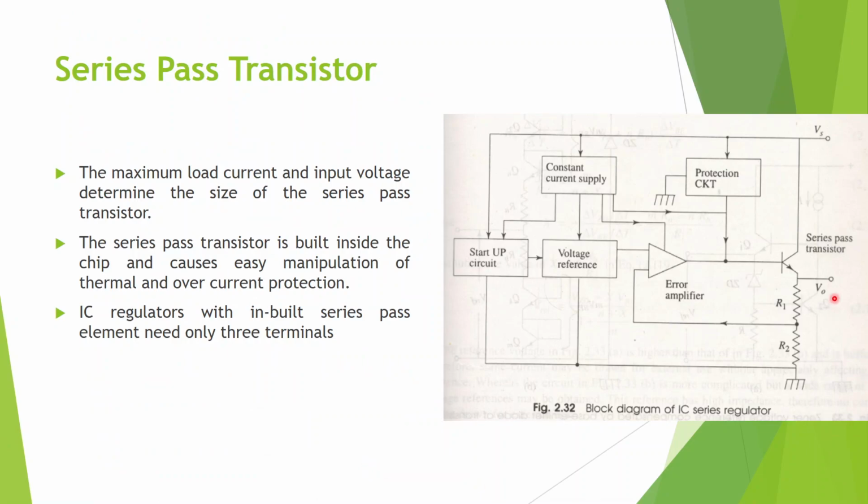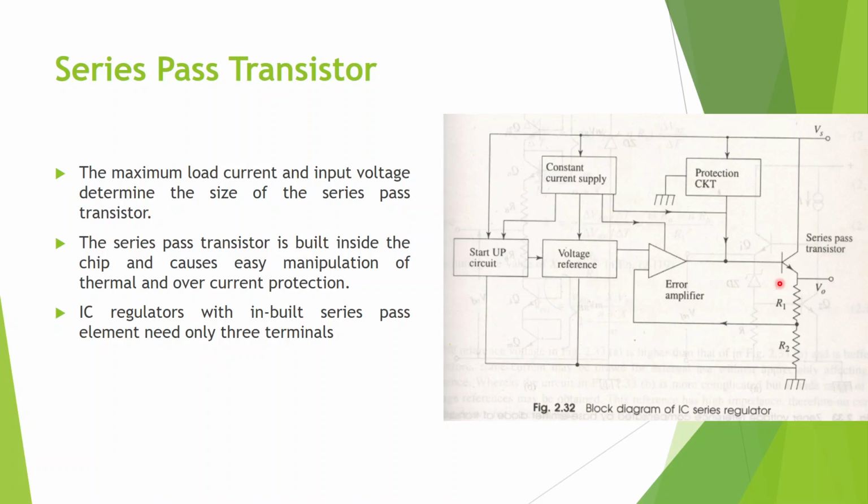Now the series pass transistor. This is the series pass transistor. The maximum load current that you want it to pass, and the maximum input voltage, will determine what type of series pass transistor, and its size, is required. This transistor is built inside the IC, due to which it is easier to protect it from thermal and overcurrent or short circuit. The ICs which have this series pass transistor inside have only 3 terminals: input, output and the common ground terminal.